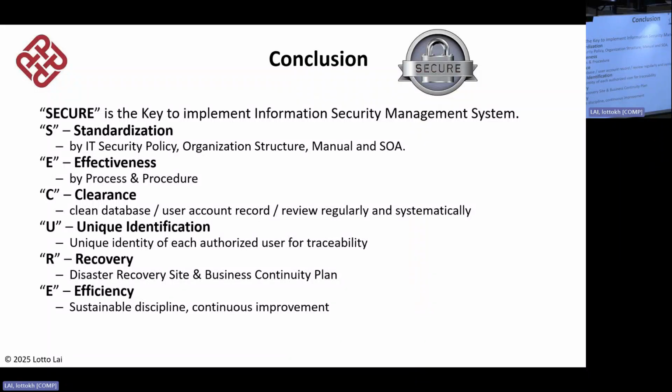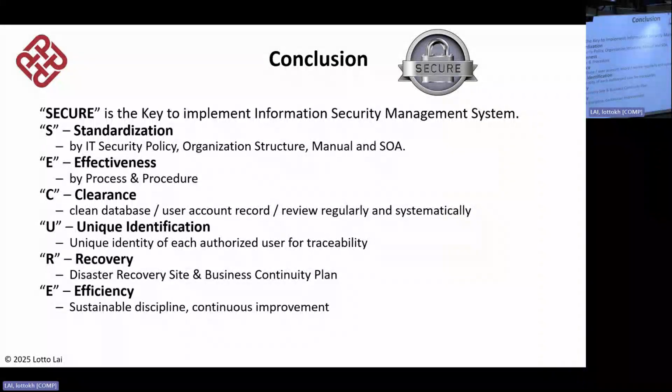And then U is unique identification. It means a unique identity for each authorized user, for traceability. And R is recovery. We have the disaster recovery site and business continuity plan. Recovery is important, so you must have backups of your information. The last one is efficiency: sustainable discipline, continued improvement, and showing your efficiency.